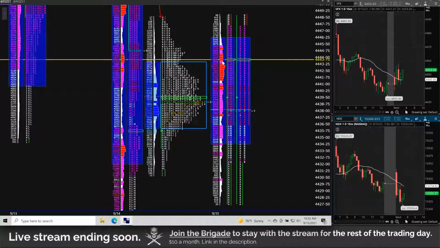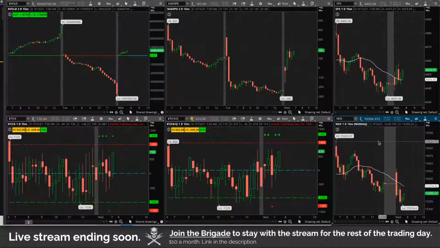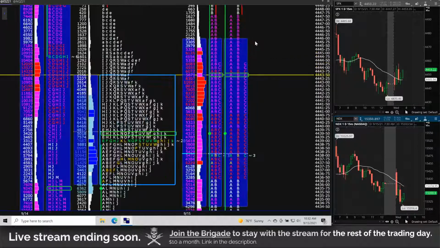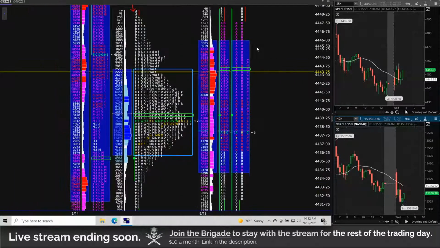All right, well, we're cutting right through that resistance. Ticks are pushing higher and trending higher. So the buyers are taking another try at it.